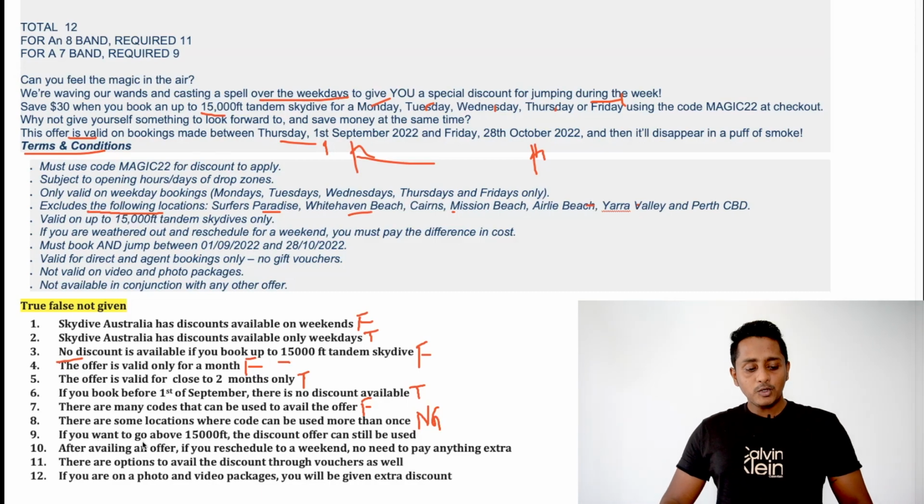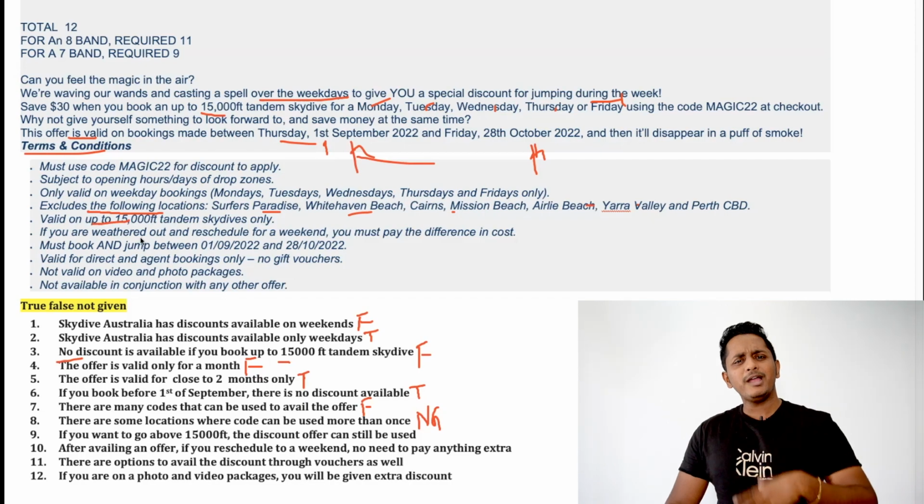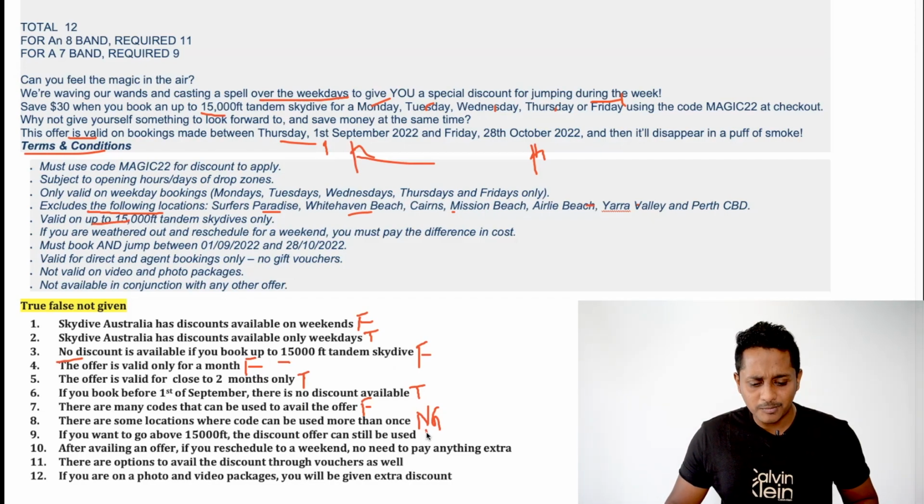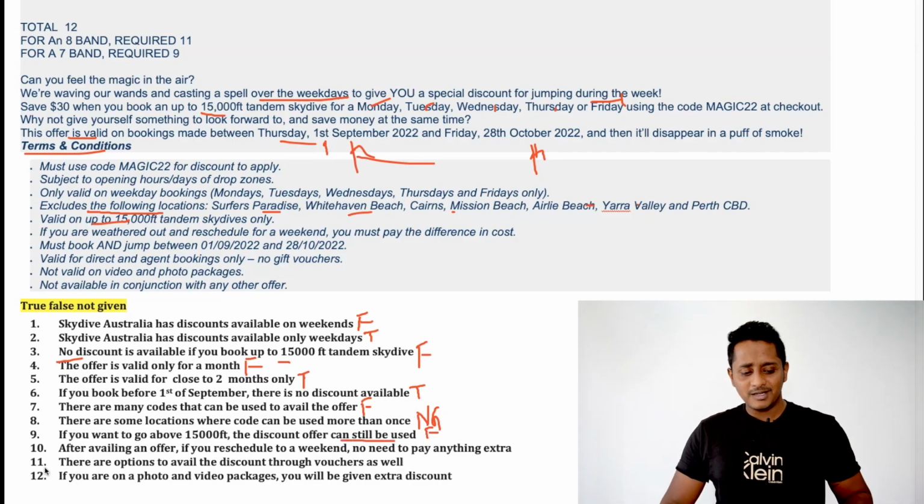9th one: if you want to go above 15,000 feet, the discount offer can still be used. Valid up to 15,000, not above, boss. Hey, why are you lying? It's a lie. So this is going to be false. It can still be used? No, you cannot use it.